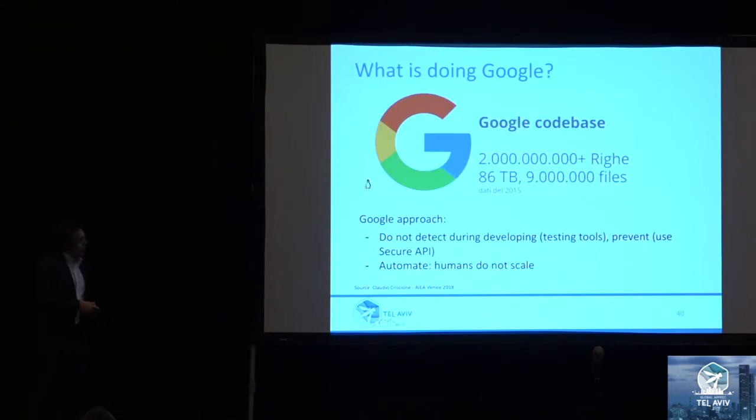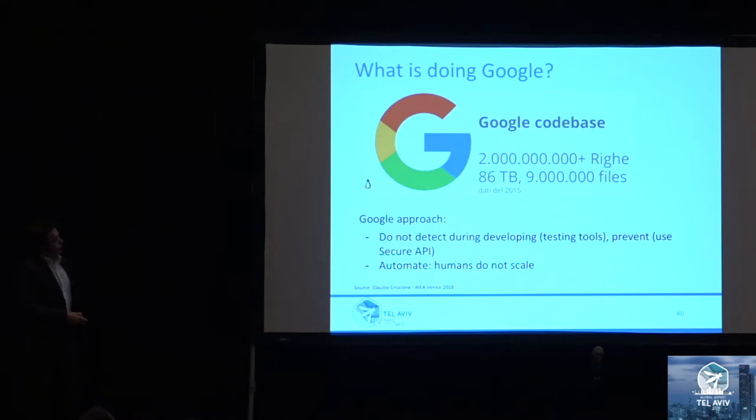But what are big companies doing? For example, Google has a big problem because they have 2 billion lines of code online. They created a secure internal API, so they use only this kind of secure API, and the developers cannot create a new kind of software with new functions or new APIs. So the approach is that we cannot detect issues during development because development is too fast, so we use secure APIs to develop secure software, and then we automate the testing after.